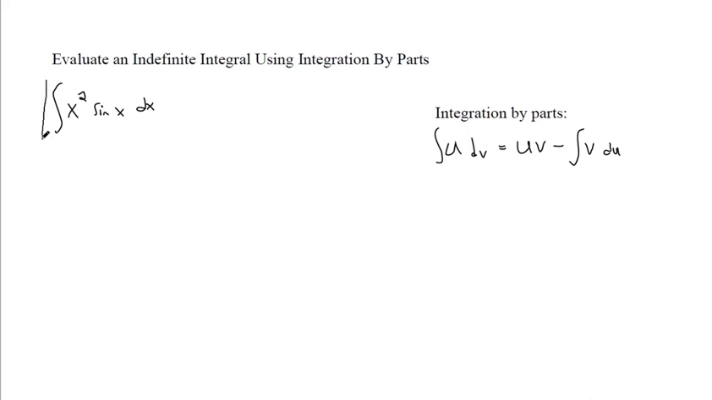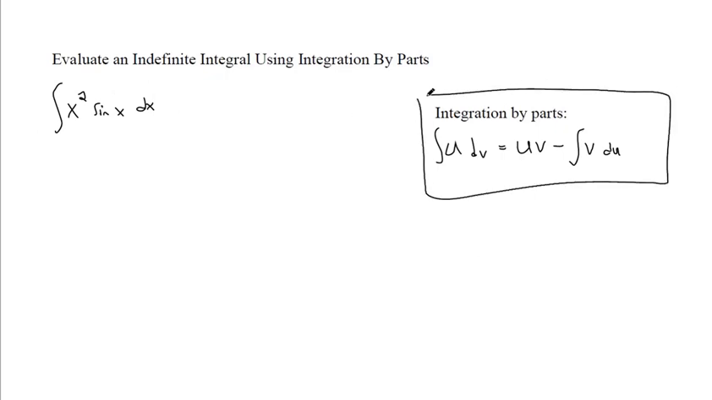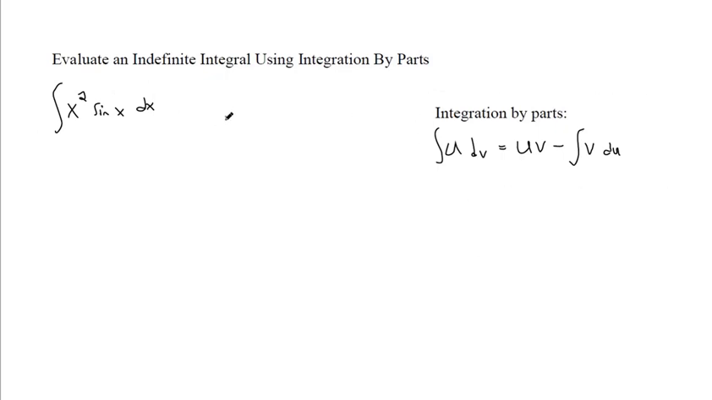Okay, we're asked to evaluate this indefinite integral. And when things get complicated, you want to try using integration by parts. It's kind of like where you make two substitutions. You start off integration by parts by choosing a u and choosing a dv. You've got to substitute everything here.